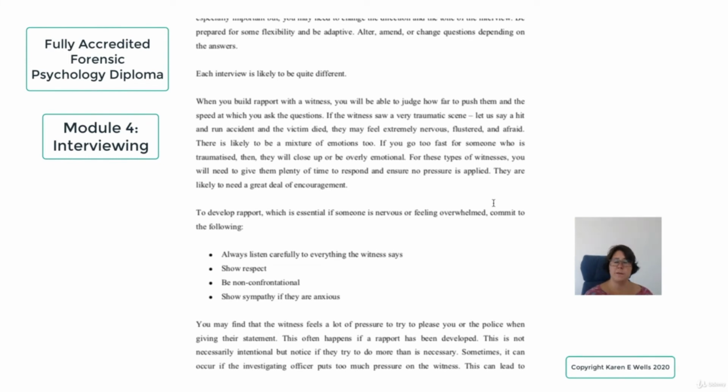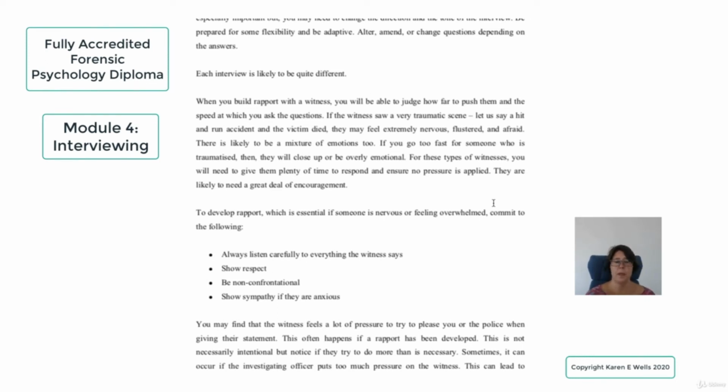Each interview that you're going to do is going to be very different to the one before. Each interview, each person is going to be different. And it's about building a rapport with a witness so that you can judge how far to push them, at what speed you want to ask those questions. If the witness, of course, has seen a really traumatic scene, then they might feel nervous, frustrated, even afraid.